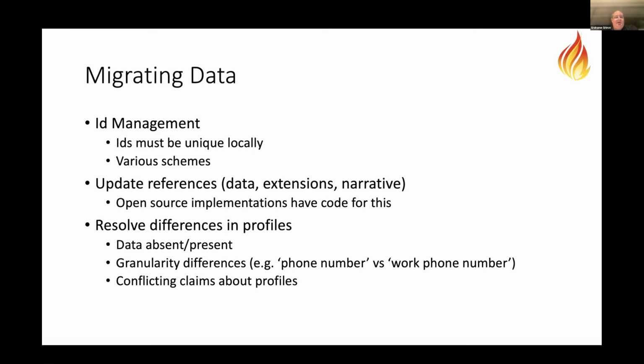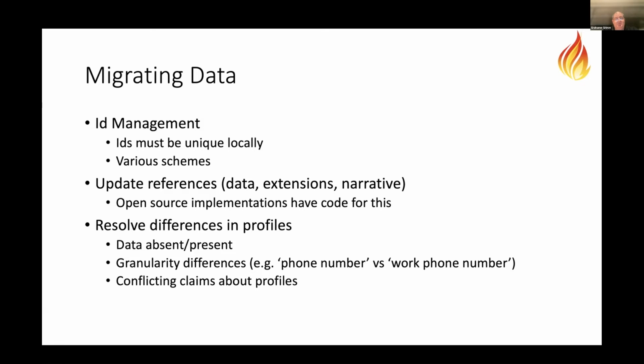Then you have to migrate data. Somehow you've got to merge it all into something with unique IDs one way or another. There are multiple approaches for this, and I'll come back to this. Then you have to update all the references in the data and the extensions and the narrative to point to the new IDs or the munged IDs. That's actually the easiest part of the entire presentation, because the open source implementations have code for iterating the resource and updating the references. That part's the easy part.